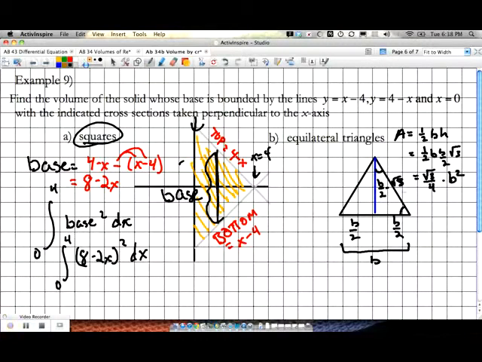So we're going to set it up exactly the same as before, except now we have a constant outside. So the volume for this one is equal to the integral from 0 to 4. But we got a square root of 3 over 4 on the outside, and we still have 8 minus 2x, our base, squared on the inside, dx.